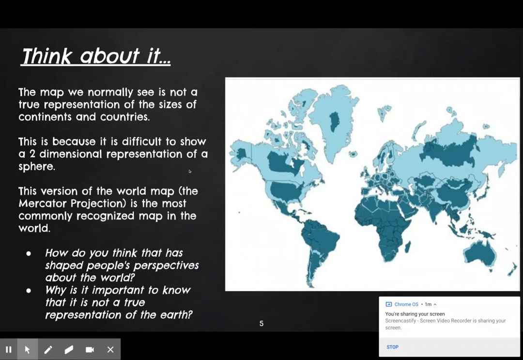So how do you think that has shaped people's perspectives about the world, about a two-dimensional versus a sphere? Why is it important to know that it is not a true representation of the Earth? Just something for you to think about.